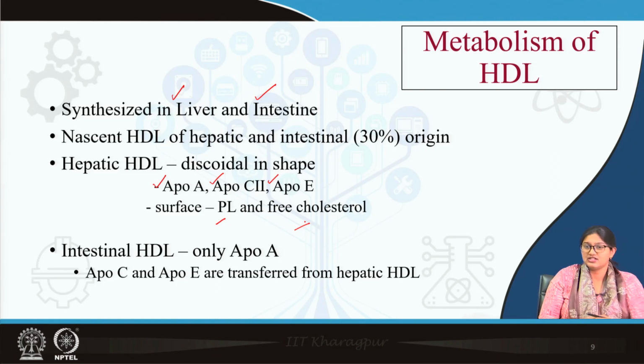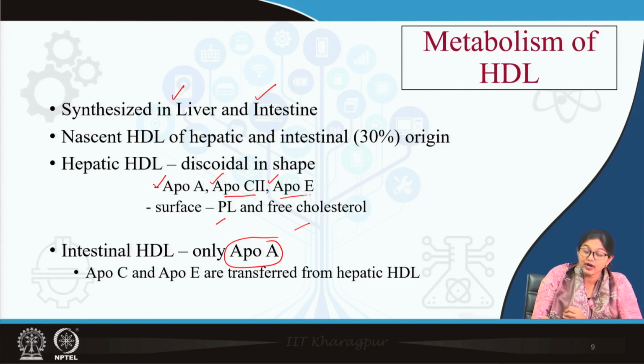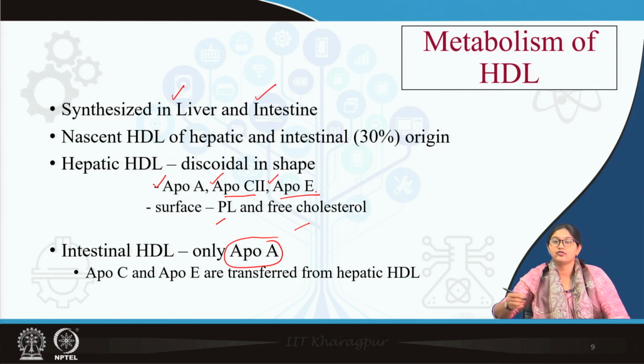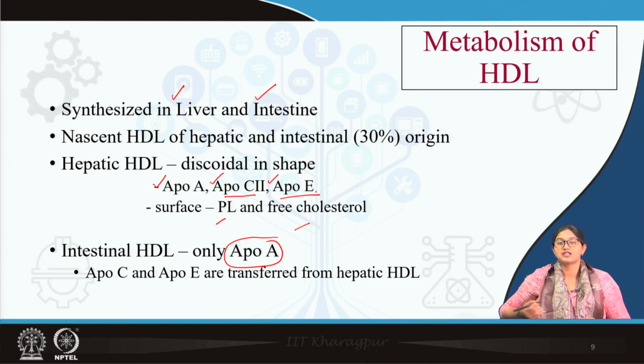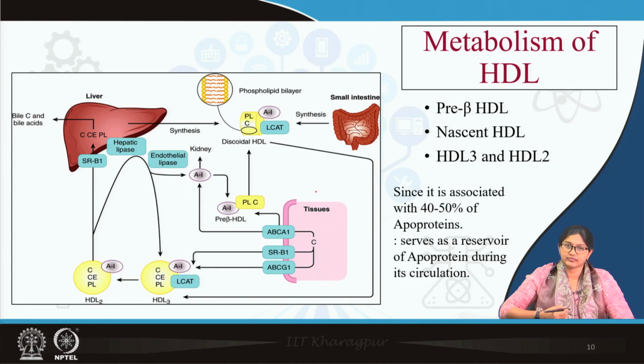Now, the intestinal HDL contains only apoprotein A, no ApoC2 or ApoE. Basically, ApoC2 and ApoE are synthesized in the liver. So, the intestinal nascent HDL does not have ApoC2 and ApoE, but it acquires them when it comes to the circulation. When the nascent intestinal HDL comes to the circulation, it acquires ApoC2 and ApoE from the hepatic nascent HDL. So, this is the metabolism of HDL in our circulation.